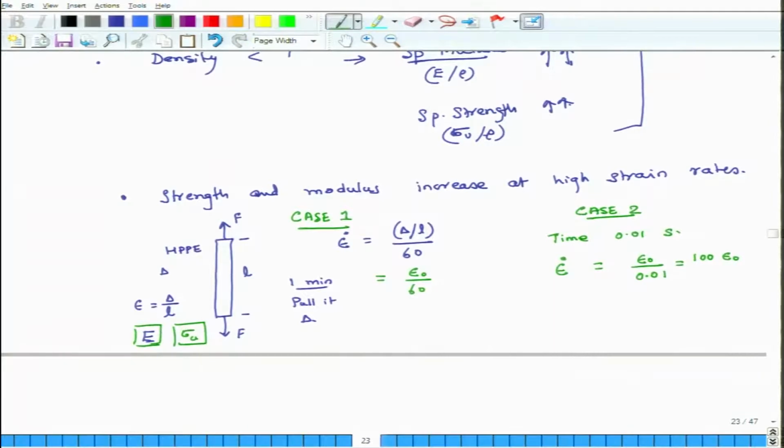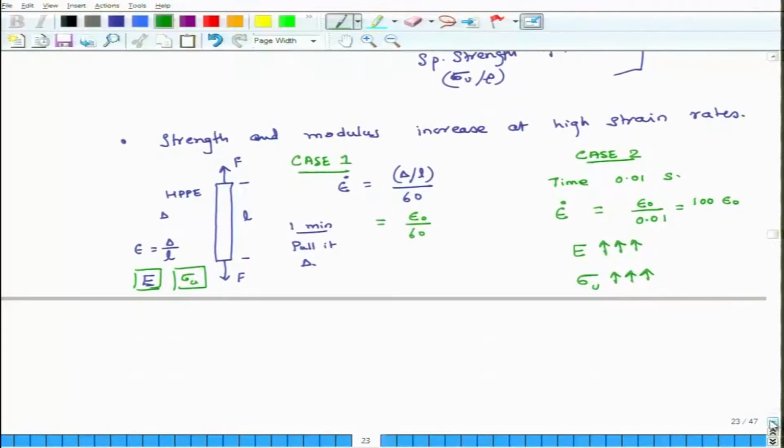In this experiment, if I measure the Young's modulus, I will find that it is extremely high, and also its strength. If I apply strain very fast, this HPPE material does not break at the same value as when the strain rate was low. So, its modulus and its strength increase very significantly at high strain rates. At low strain rates it will have some value, at high strain rates it increases very significantly.